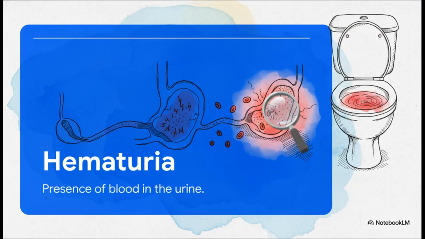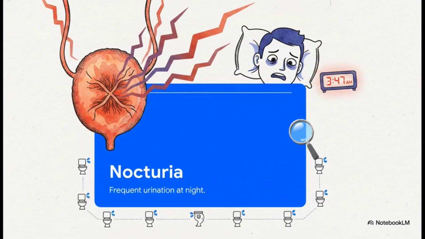Moving on to hematuria. This is the presence of red blood cells, or blood, in the urine. Now, to a patient, seeing a pink or red tinge in the toilet bowl can be incredibly frightening, but clinically, we know this is actually a very common feature that stems from the severe inflammation and irritation of the bladder lining. And finally, nocturia. This is that frequent, urgent need to wake up multiple times during the night to urinate.